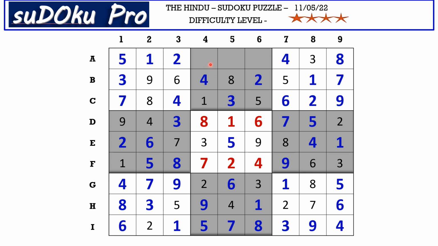We already know that this block is missing 6, 9 and 7. There is a 6 here in column 6 and a 6 in column 5. So 6 goes here in A4. There is a 9 blocking here. So A5 takes 9 and A6 takes 7.